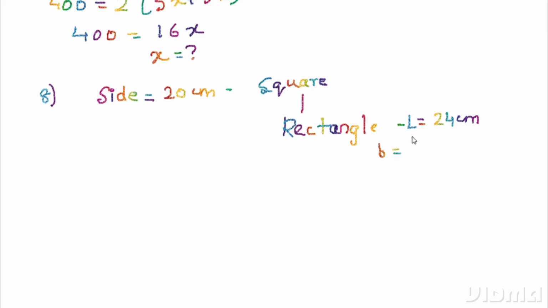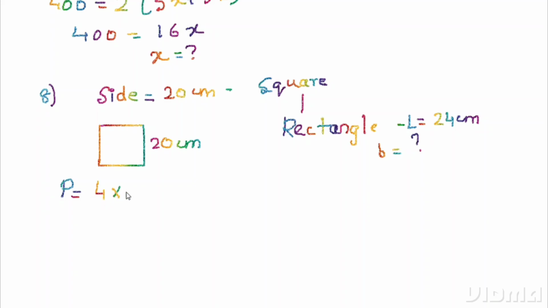Now see, if this is my square, the side is given to me as 20 centimeter. So first, what is perimeter? Perimeter is the length of the wire, or you can say the distance covered. So first let us find the length of this wire.